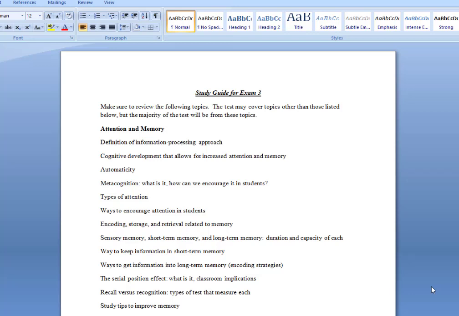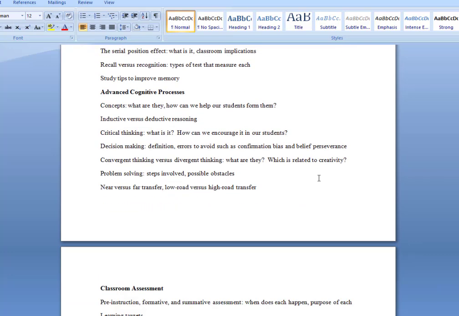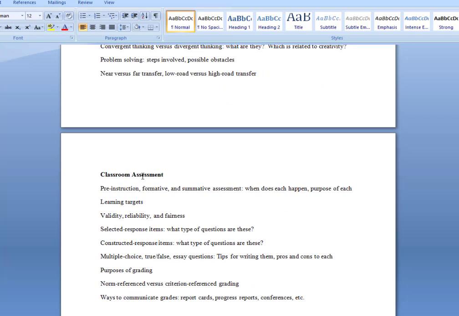Alright, so this is just going to be a quick review of the study guide for Exam 3. Exam 3 is going to have the same format as Exams 1 and 2. It'll be multiple choice, true, false, and matching, and it will cover the information from this section of the class, which would be attention and memory, advanced cognitive processes, and classroom assessment.